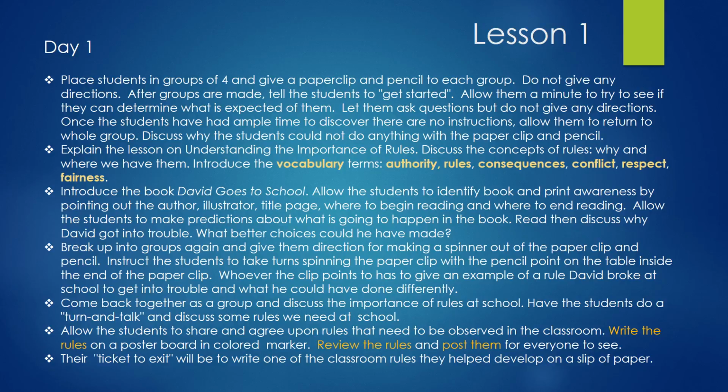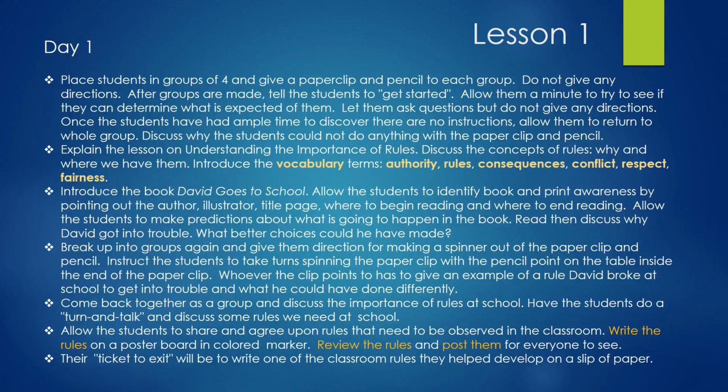Lesson 1, Day 1. Students should be placed in 4 groups and given a paperclip and a pencil, but no instructions on what to do. Allow the students time to sit with their paper and pencils in their group and figure out what they need to be doing. Once students have not confirmed any instructions or what they need to proceed with, have the students come back together. Explain the lesson on understanding the importance of rules and discuss the concept of our rules, why and where we have them.